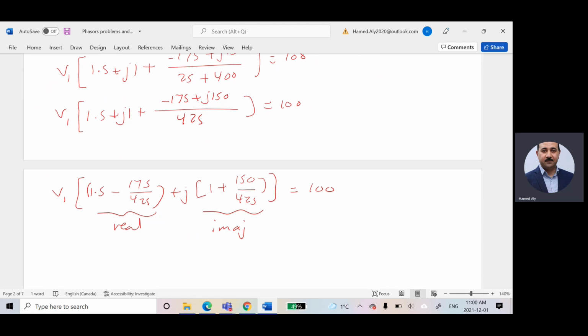V1 is equal to what? 100 over that number. Am I right? And this is the end of the story. You can complete that step. I think it's very easy. Any question for that problem, guys?